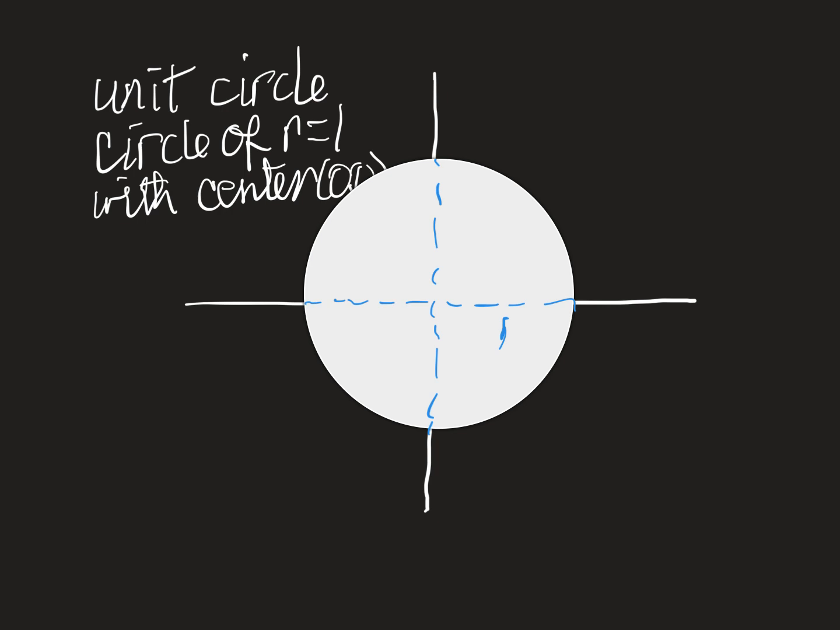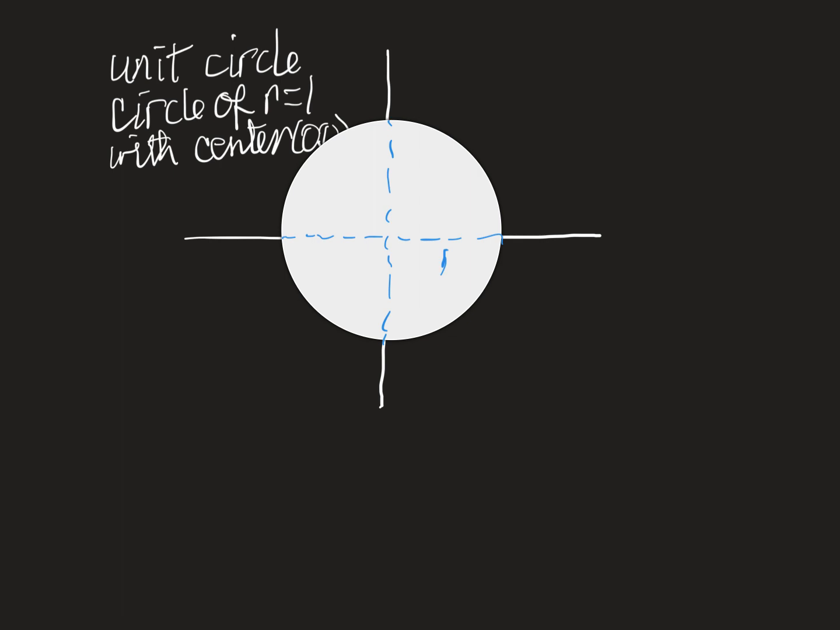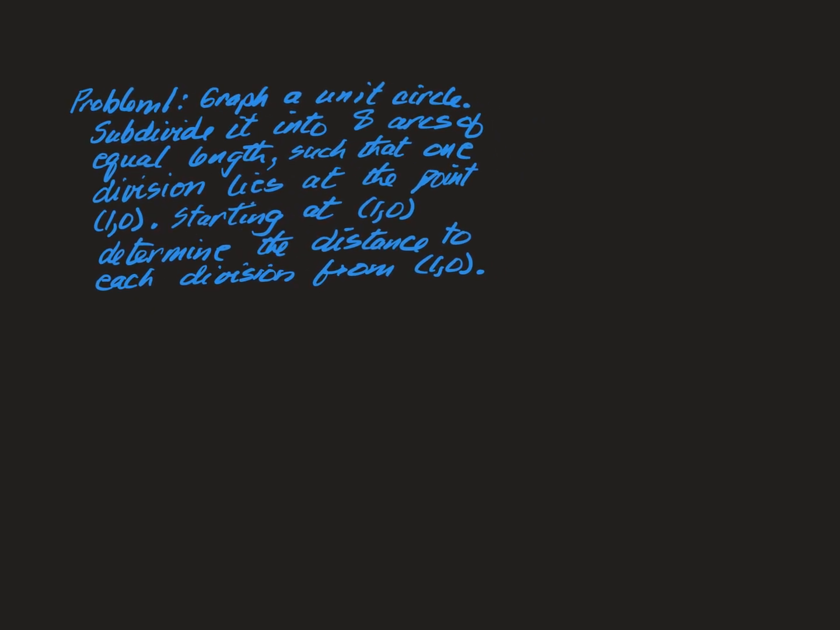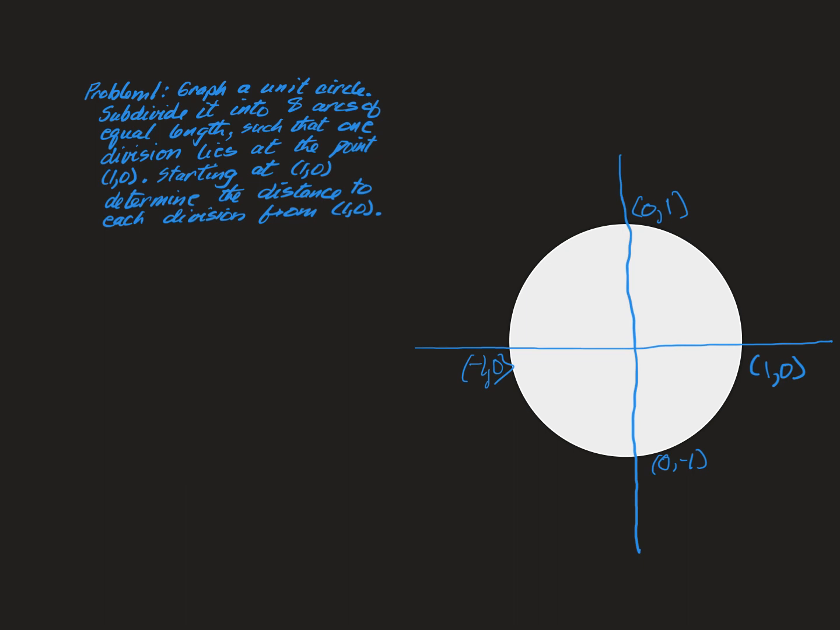So one of my favorite problems in trigonometry, okay, is stated this way. Okay, so here we go. There's our problem. Good luck. Draw your circle. So I've drawn my circle and my axes. If you do this on graph paper, it's a lot easier. And I've labeled the points, and here's my 1, 0.